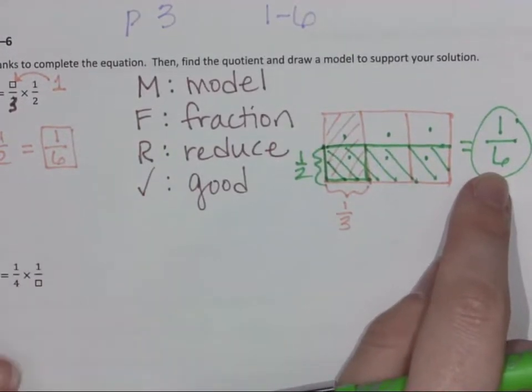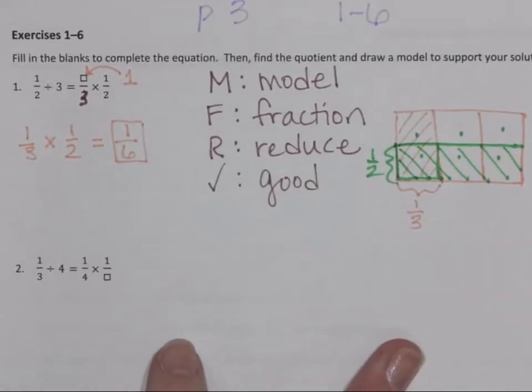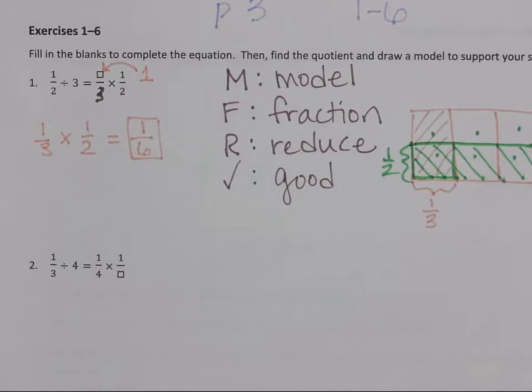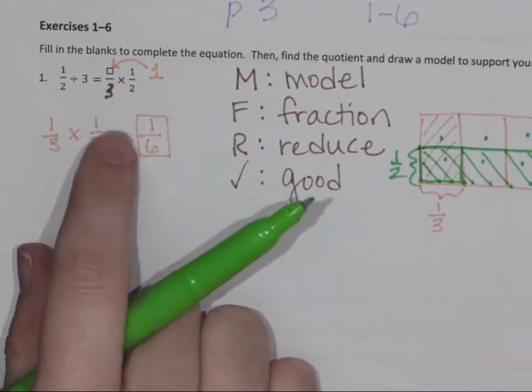Yes, Kai? What I did was slightly different. I didn't count all of this. I just multiplied the 2 denominators and got 1/6. Mm-hmm. That's what we did first. 3 times 2 is 6. 1 times 1 is 1.